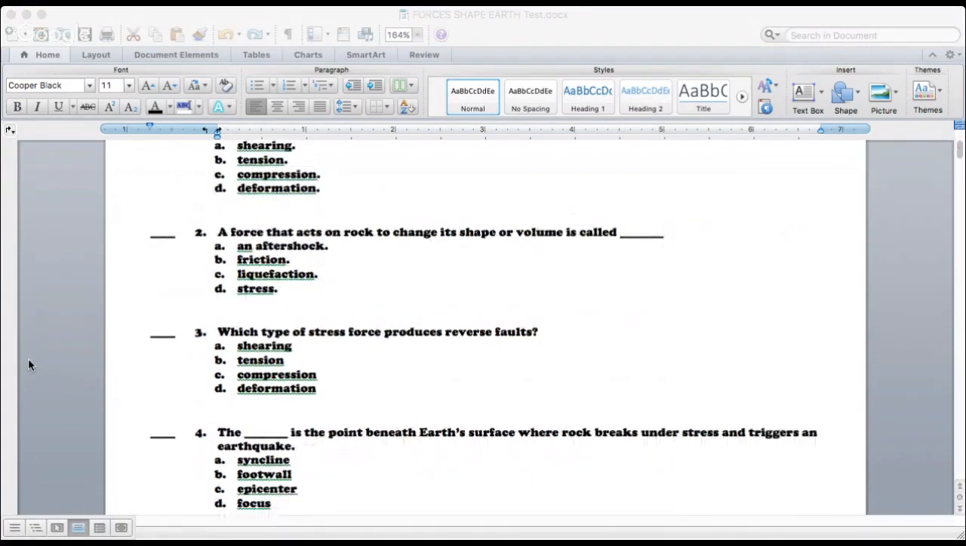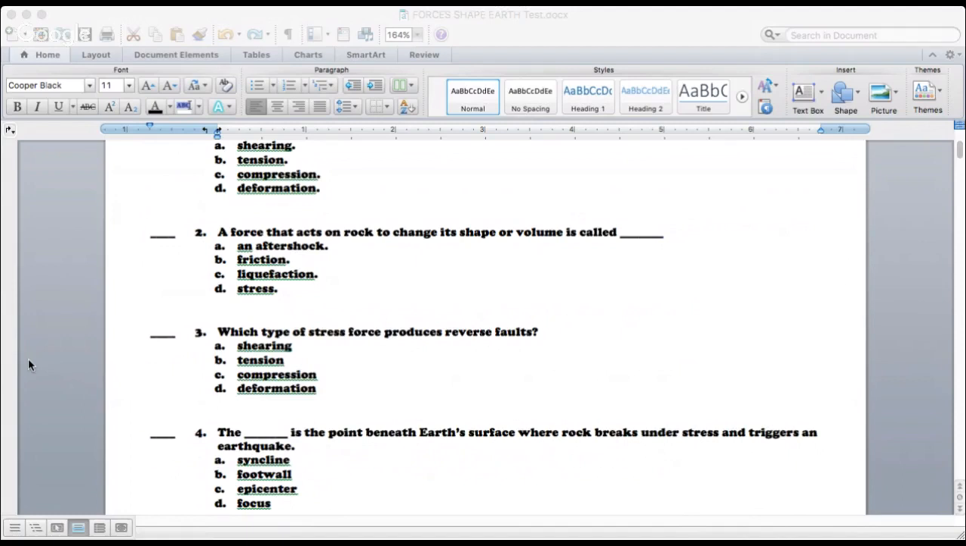Number 2. A force that acts on rock to change its shape or volume is called A. An aftershock, B. Friction, C. Liquefaction, D. Stress.